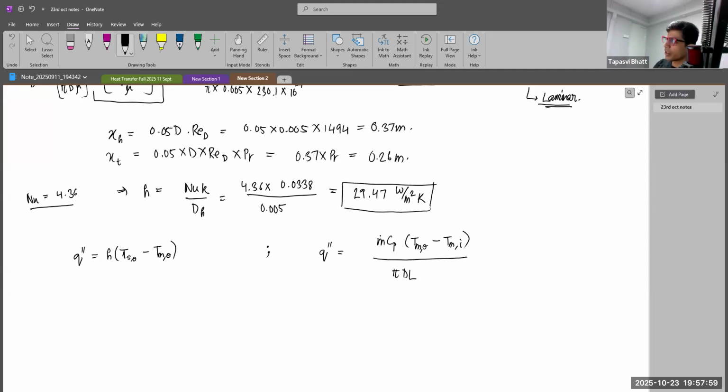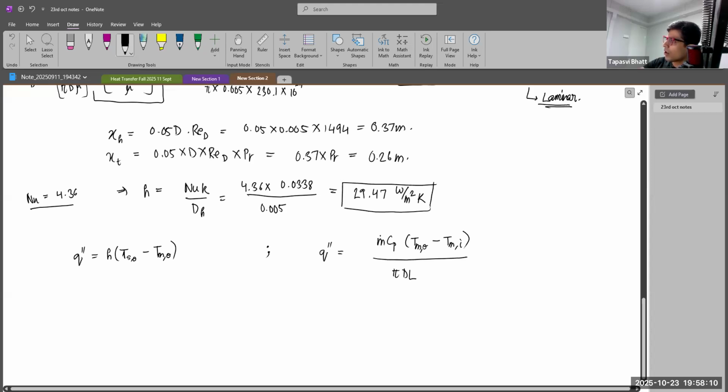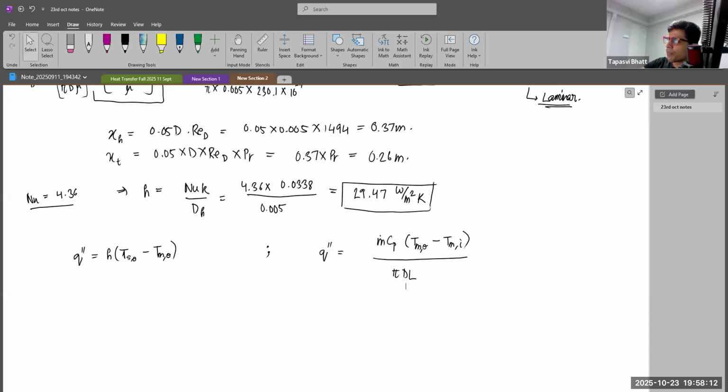So m dot Cp delta T over the area. This is Q double dash, the heat flux per unit area, right? Now we just equate these two equations. Because both are Q double dash, we are going to say h times (Ts,o minus T mean at the outlet) is the same as m dot Cp (T mean at the outlet minus T mean at the inlet) over pi times D times L.